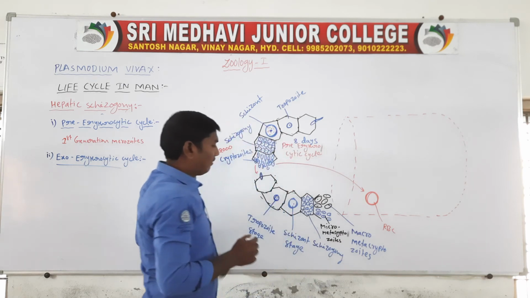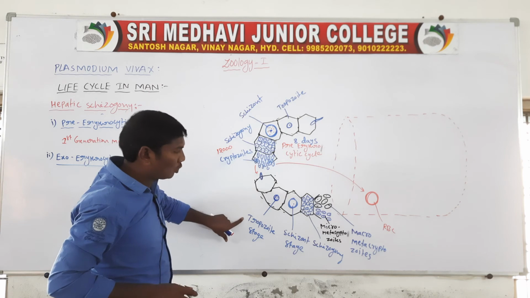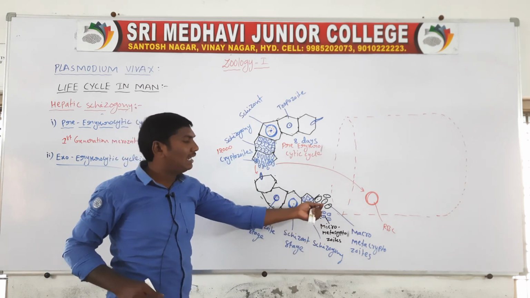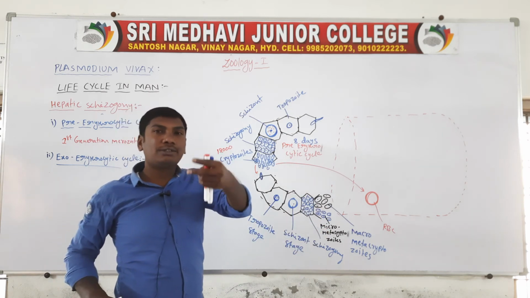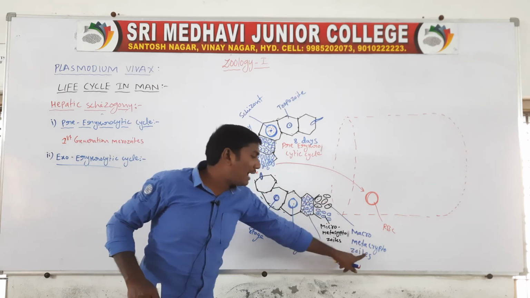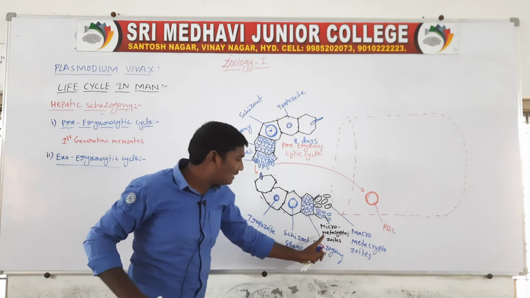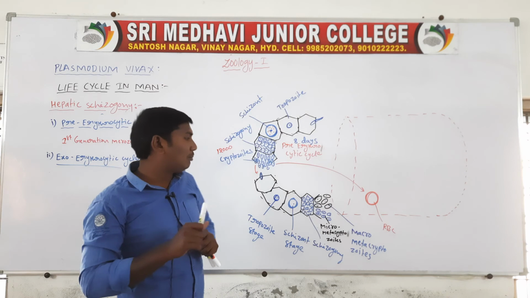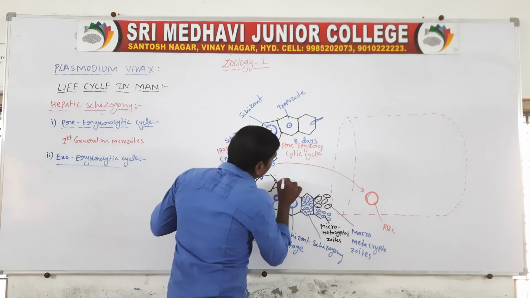So, the steps: first, the cryptozoite enters the liver cell and transforms to the trophozoite stage. Next, the schizont stage. Finally, the liver cell bursts and two types of merozoites are released. The large size merozoites are called macrometacryptozoites, and the small size are called micrometacryptozoites. These are called the exo-erythrocytic cycle.